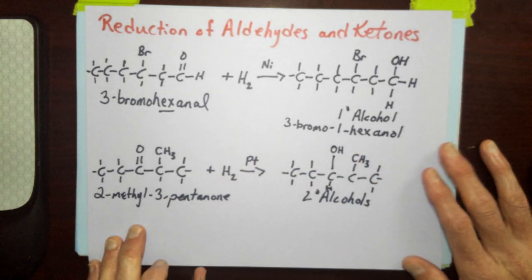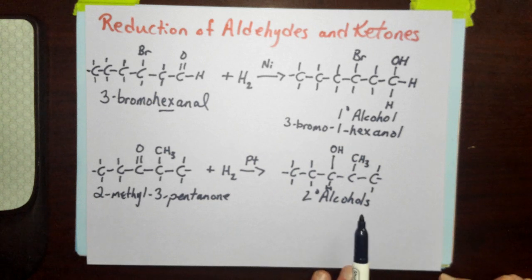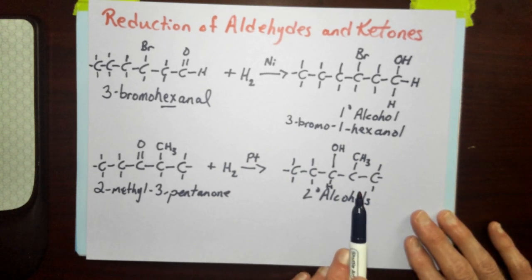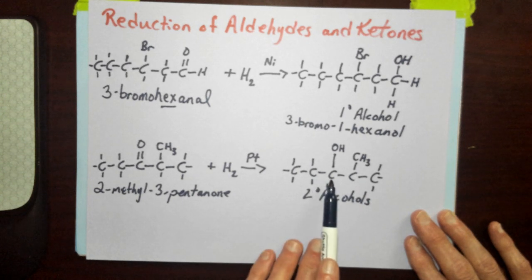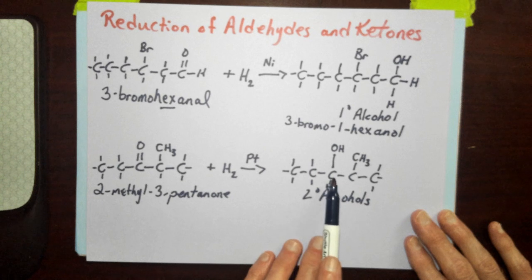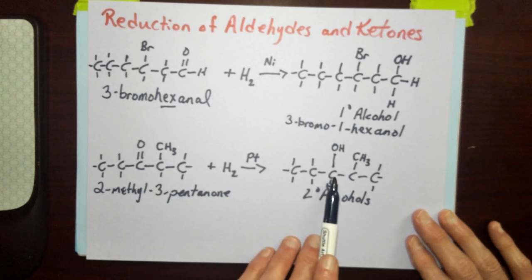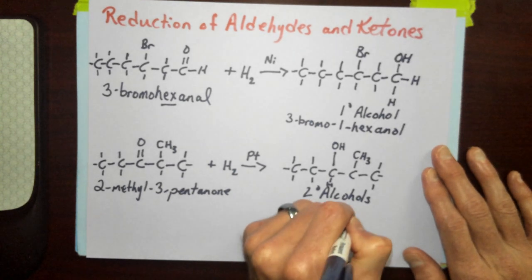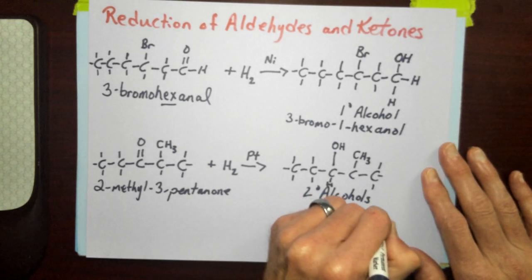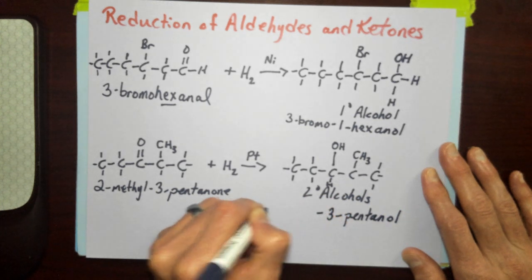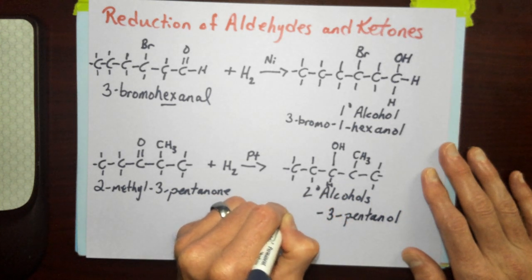So now we have the 2-methyl. That methyl group is still there, but on number 3, instead of having the ketone, we have the alcohol, so it becomes a pentanol. Pentanol, on number 3, and the 2-methyl is still in position.